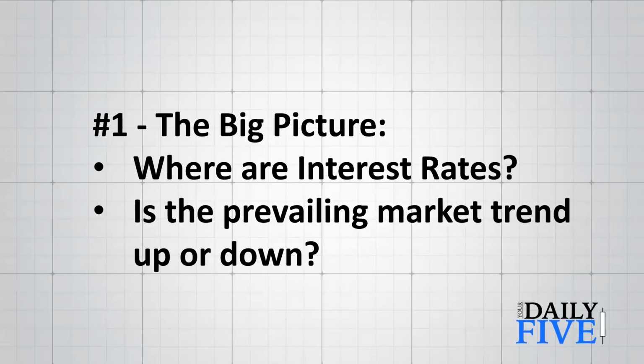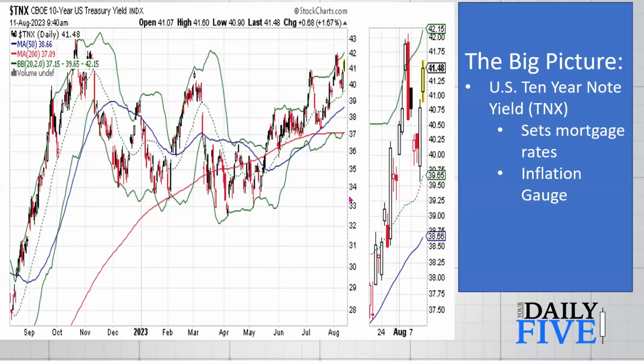So the first thing we want to do is look at the big picture. And of course, that has to do with where interest rates are and whether the prevailing market trend for stocks is up or down. So the first thing we want to look at is the trend of the U.S. 10-year Treasury bond yield. Of course, this is the biggest and baddest bond market in the world because it sets mortgage rates. And of course, the housing market is about 15% of the U.S. economy. Of course, it's also an inflation gauge. When inflation news is not good, bond yields rise.